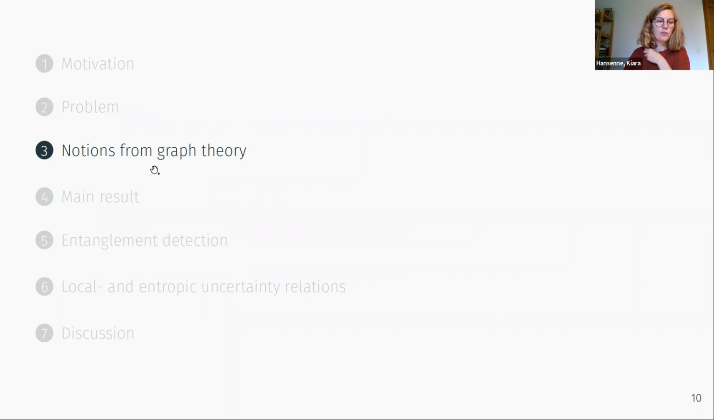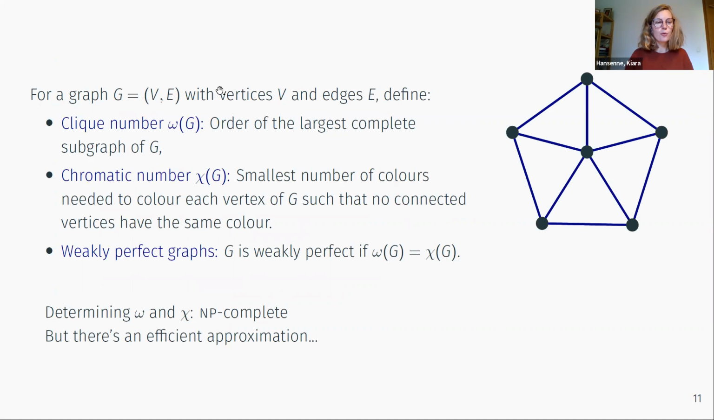Okay, so now we're going to go to the notions of graph theory that we need to derive our results. First, we're going to define some quantities. If we have a graph G, which is a set of vertices and edges, for instance, here we have 6 vertices connected by those blue edges. For graphs in general, you can define the clique number, omega of G, which is just the order of the largest complete subgraph of G.